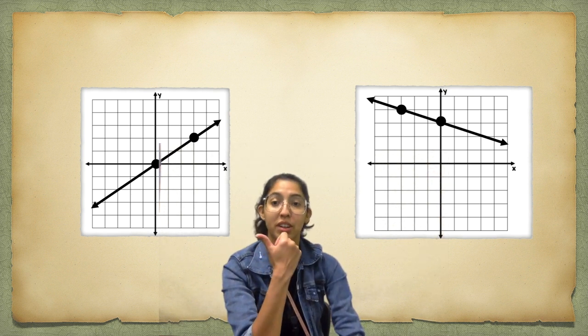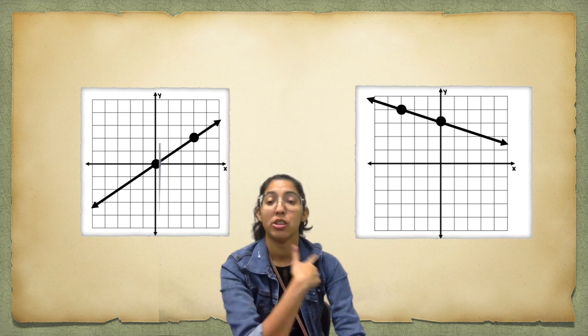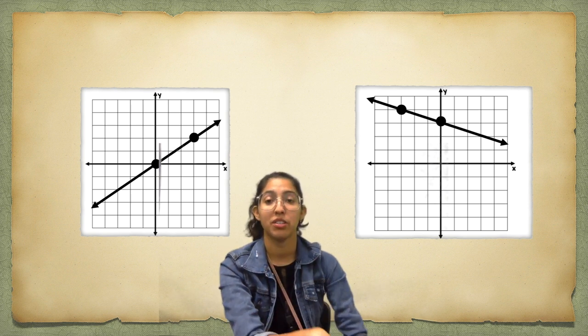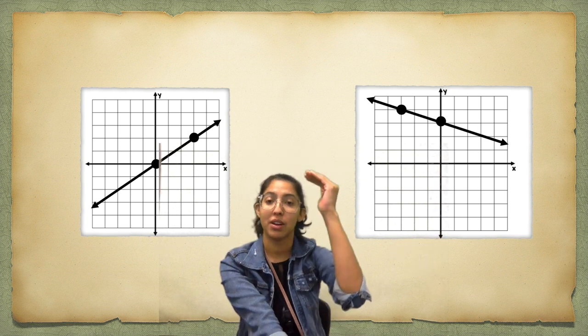So let's look at two graphs. Which one of these would be proportional? We need to go through the origin and be a straight line. So the only one that goes through the origin is the first one. That second graph is higher. It's got a y-intercept at +3, so that would not be proportional.